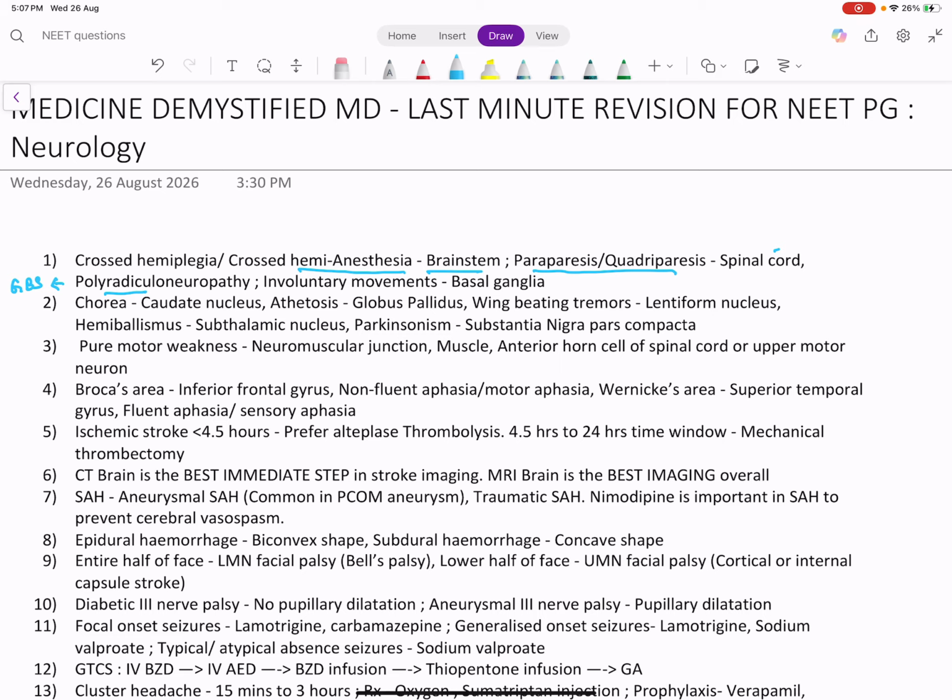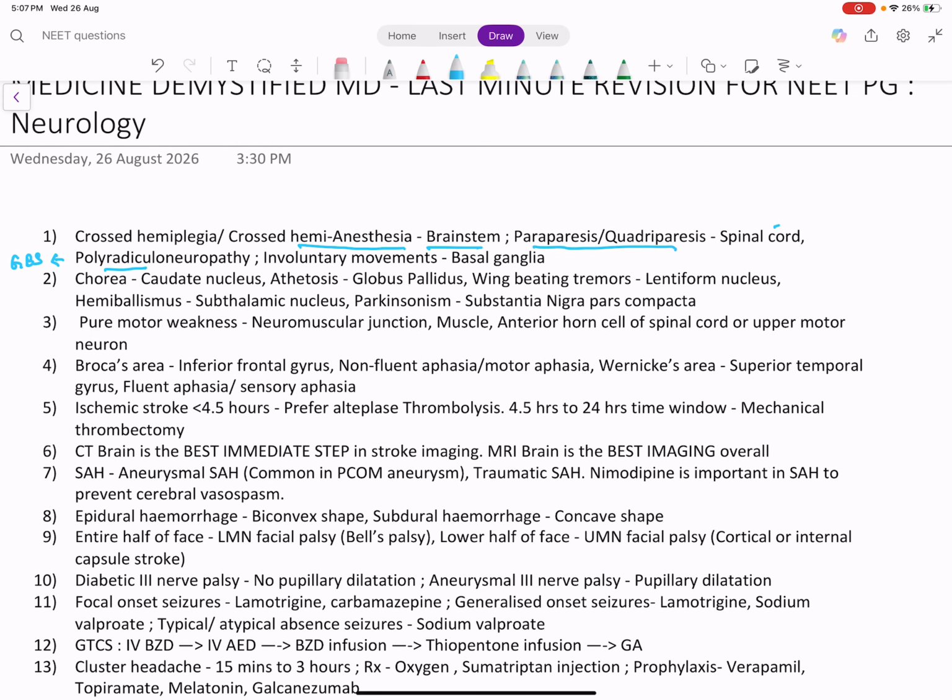If there is involuntary movement, think of basal ganglia. Now we localize basal ganglia. Chorea is a problem with the caudate nucleus. Athetosis is a problem with the globus pallidus. Wing beating tremors, which occurs in Wilson's, it's a problem with the lentiform nucleus. Hemiballismus is a problem with the subthalamic nucleus. Parkinsonism is a deficiency of dopamine in the substantia nigra pars compacta.